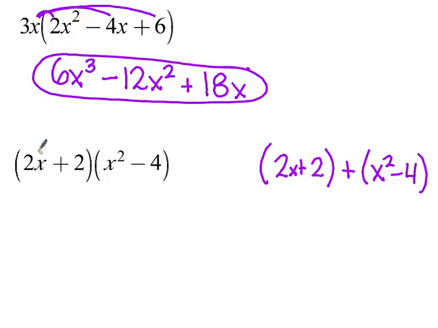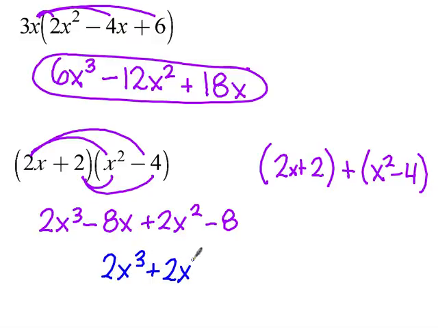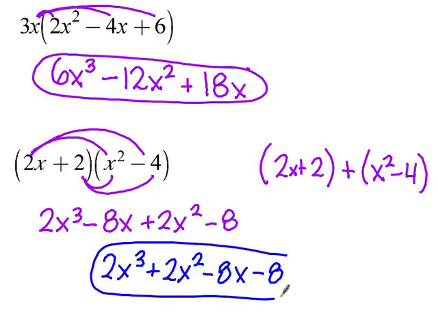Let's go ahead and FOIL this out. First times first gives me what? 2x cubed. Outer gives me negative 8x. Good. Inner gives me 2x squared. And last gives me negative 8. So now the biggest thing you need to do is write this in descending order. So 2x cubed plus 2x squared minus 8x and then minus 8. And we've just got one more, and we'll call it good for today.